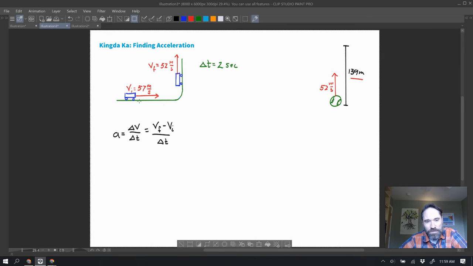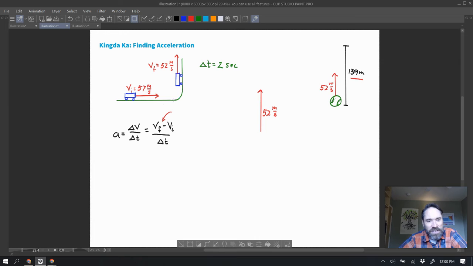When we're dealing with things pointing in different directions, we have to deal with the vector quantities themselves, not just the magnitude of them. So we need the direction too. I'm going to start by putting in my final velocity, going straight up, and that final velocity is 52 meters per second. And then my velocity of 57, I need to subtract it, right? If I'm going to subtract my initial velocity, how do I subtract vectors? The answer is you just turn it around and then add it like we normally would.